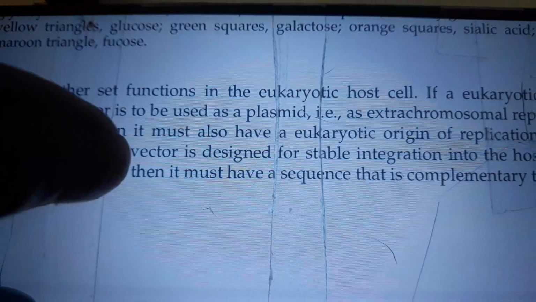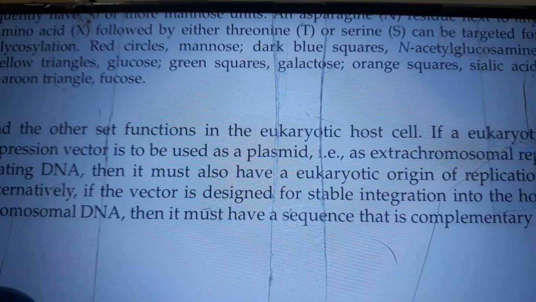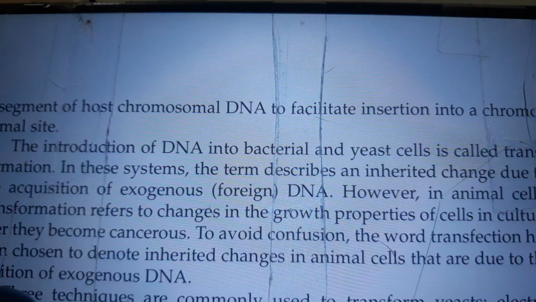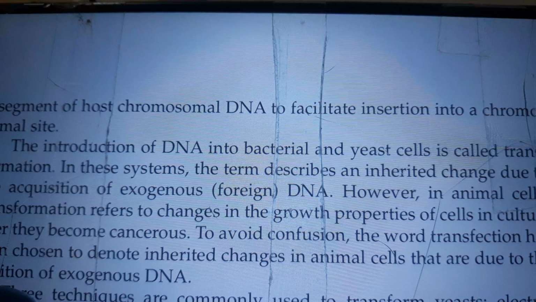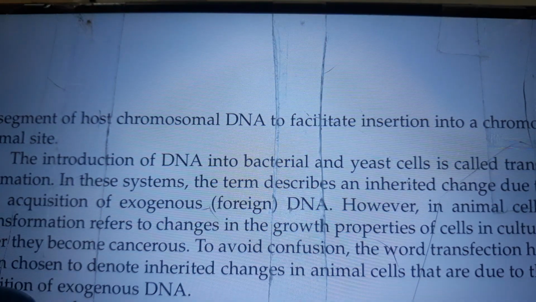Another set of functions of the eukaryotic host cell. If a eukaryotic expression vector is to be used as a plasmid, that is, as an extrachromosomal replicated DNA, then it must have a eukaryotic origin of replication. Alternatively, if the vector is designed for stable integration into the host chromosomal DNA, then it must have a sequence complementary to a segment of host chromosomal DNA to facilitate insertion into a chromosomal site.